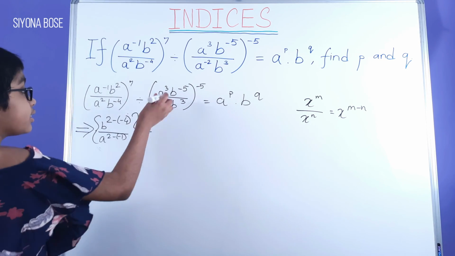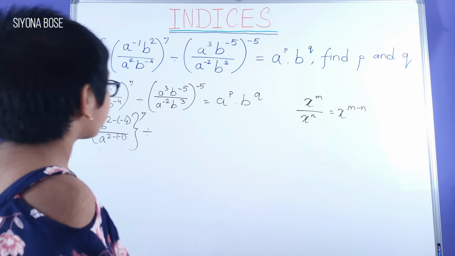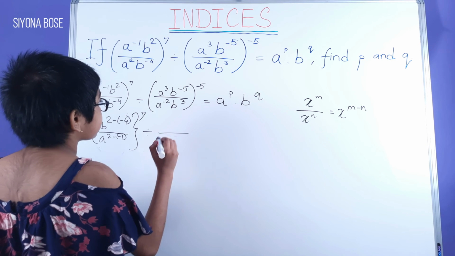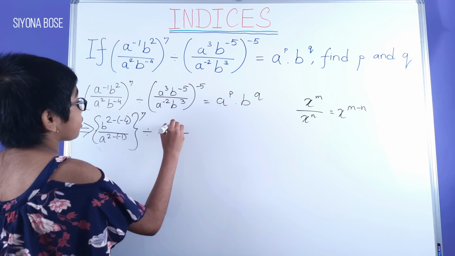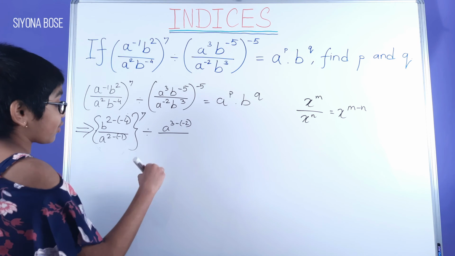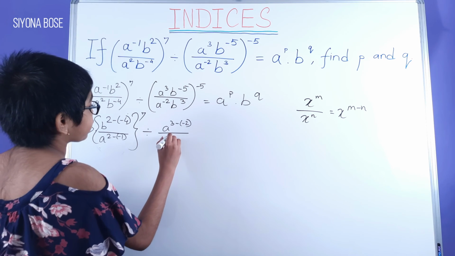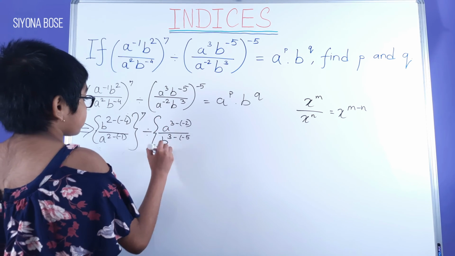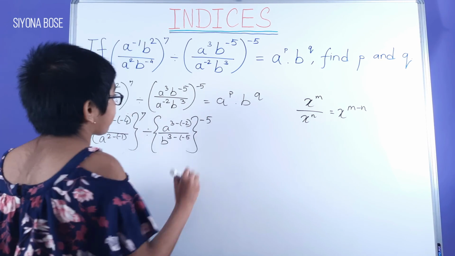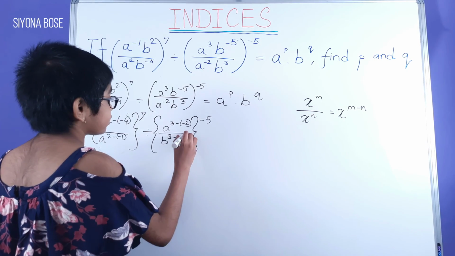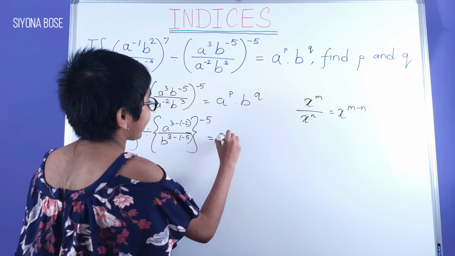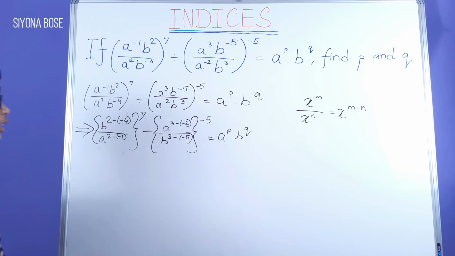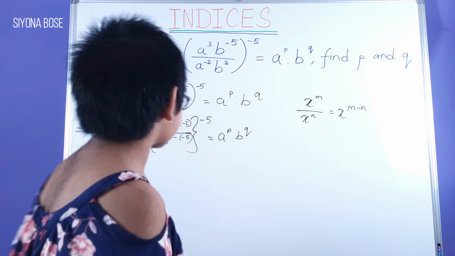divided by this. Now again, working over here, we get a to the power of 3 minus 2, and over here we get b to the power of 3 minus 5. Then whole to the power of minus 5, then equal to a to the power of p into b to the power of q. Now this looks really messy, but it's all going to get simplified in just a second.